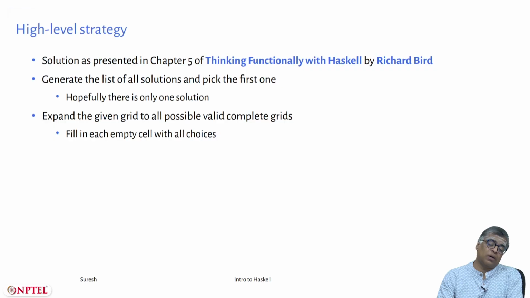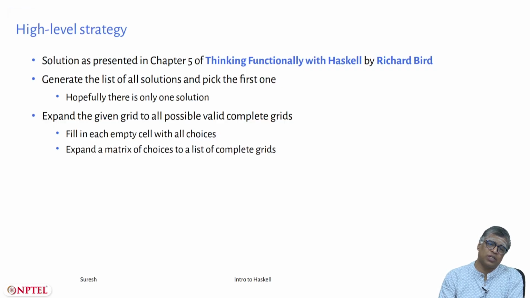How do you expand the given grid to all possible valid complete grids? Fill in each empty cell with choices. Expand the matrix of choices to a list of complete grids.